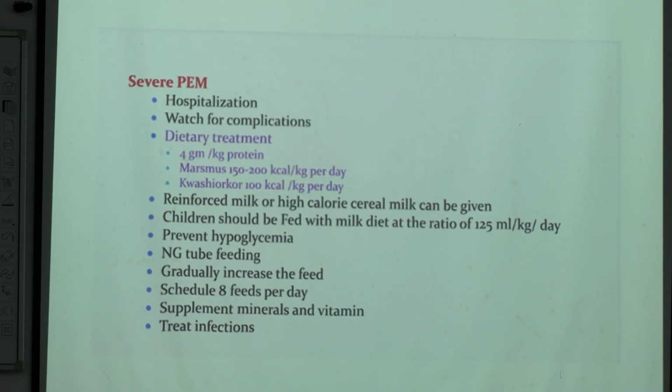Nasogastric feeding, it's Ryle's tube feeding. Gradually increase the feed. You give a small bit now, a little later you give slightly more. If the child is able to tolerate, give a bit more. Don't give it in one shot. So schedule 8 feeds per day, every 3 hours. The child should be able to tolerate it. Now suppose the child has diarrhea and is not able to tolerate, then there's a problem. So you have to ensure that the child is being given the food and is able to tolerate it. Supplemental minerals and vitamins, and treat the infections.